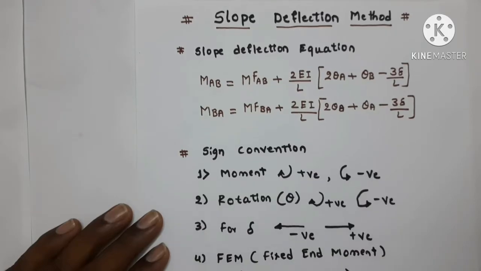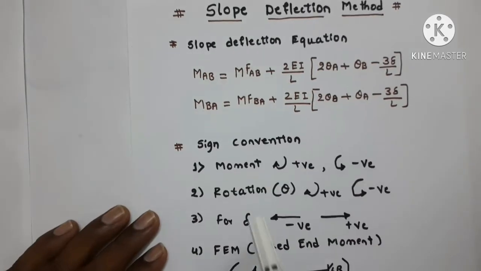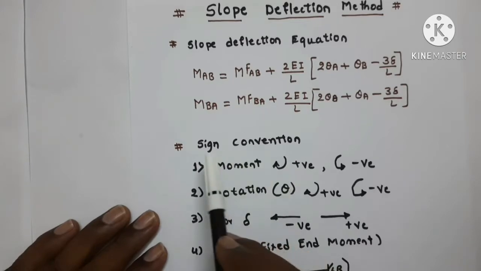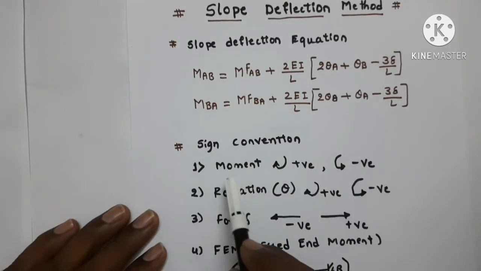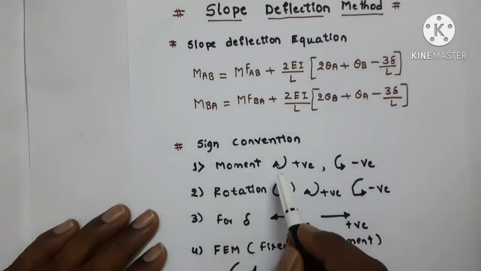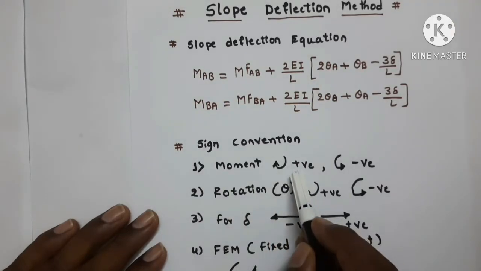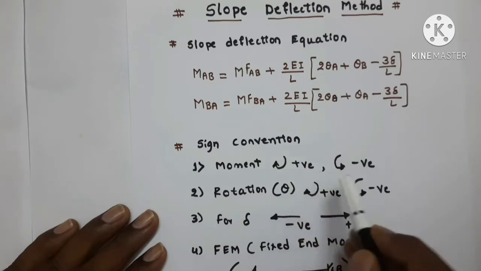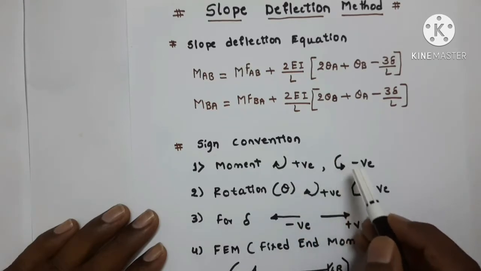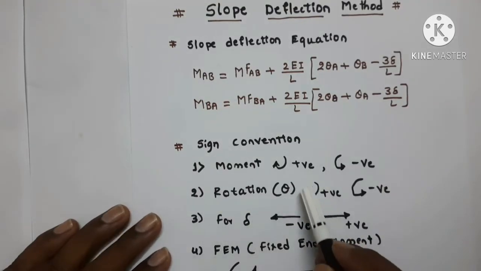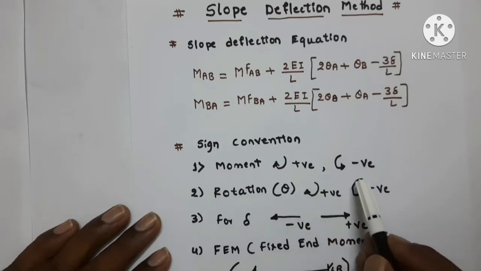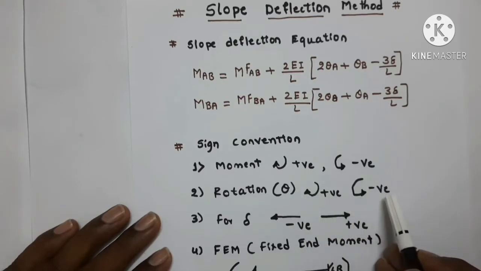Okay. Then the next condition is sign conventions. First, if the moment is acting clockwise, then we have to consider it positive. If the moment is acting anti-clockwise, then we have to consider it negative. Second point, rotation, that is theta. If it is acting clockwise, then positive. If it is acting anti-clockwise, then it is negative.